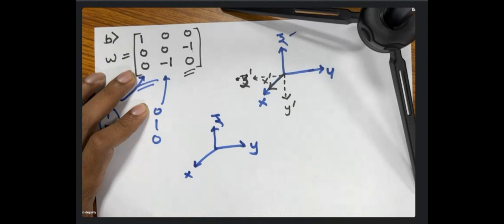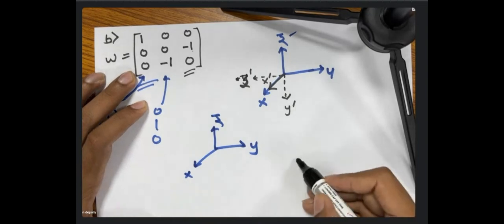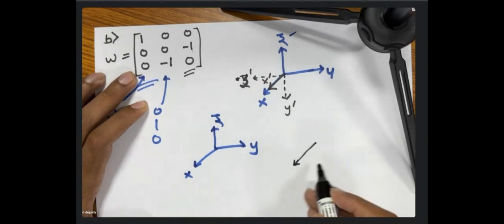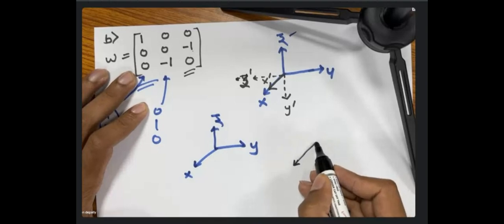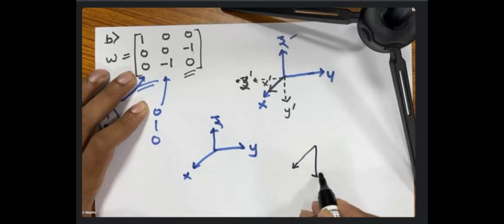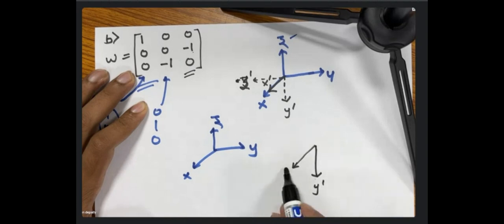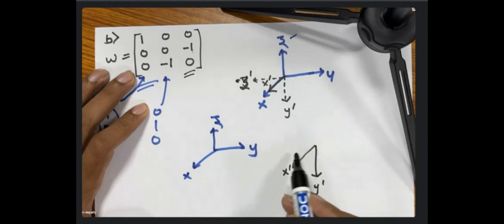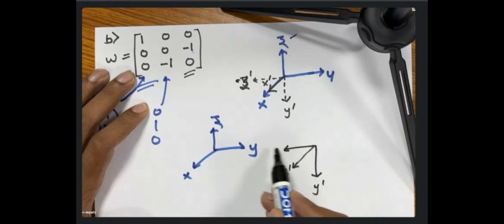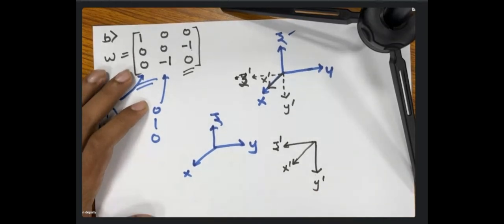What we can do to make sure that X will remain at X, Y gets to the minus of Y in the Z direction. This is X dash, Y dash, and this is Z. This is something which we need to do.